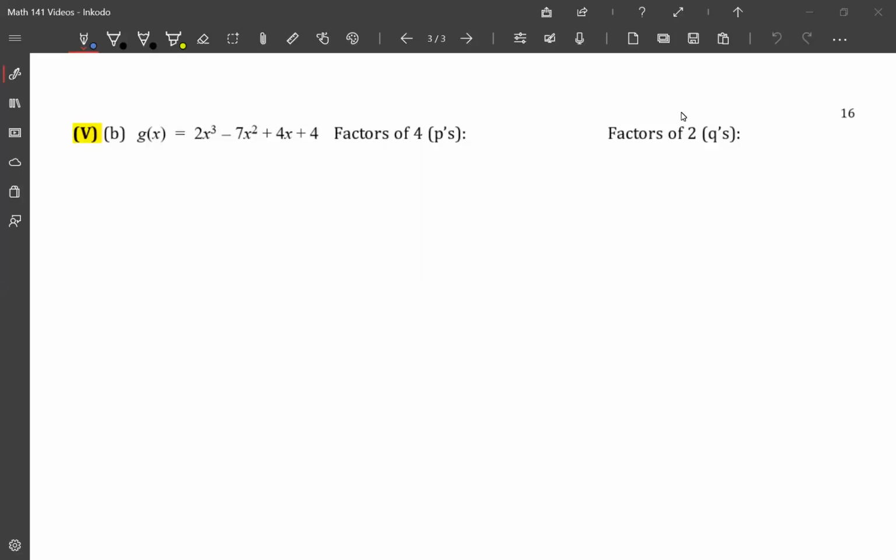Let's use the rational zeros theorem to find all the zeros of this g of x polynomial and factor it out completely. So we're going to start with grabbing our p and grabbing our q. Our p is the 4 and our q is the 2.